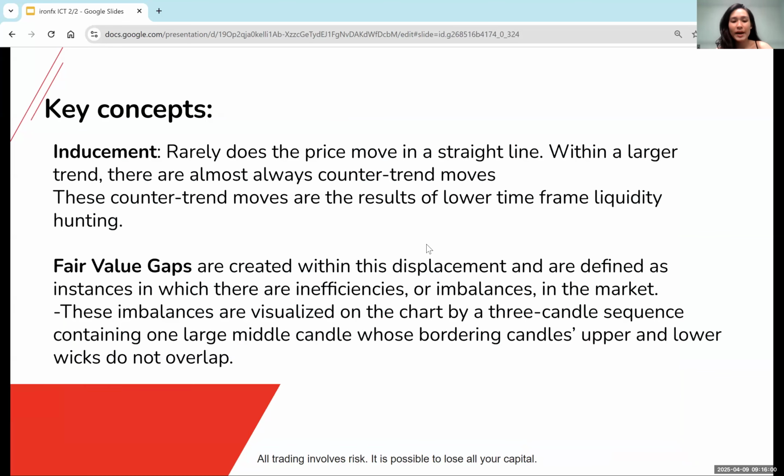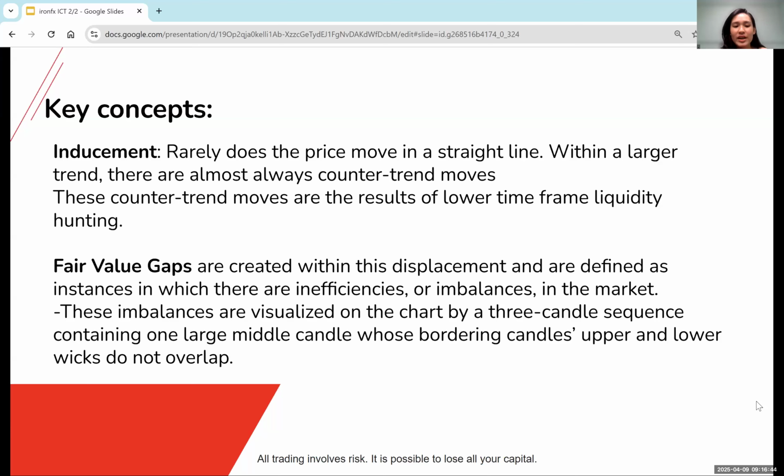Okay, so let's go back and now we'll talk about fair value gaps. You can think of it as an imbalance in price. It's caused by institutional order flow and it appears as a three candle structure where the middle candle's body creates an inefficient price gap. So if you look at it on a chart, it's a three candle sequence containing one large middle candle whose bordering candles' upper and lower wicks do not overlap.